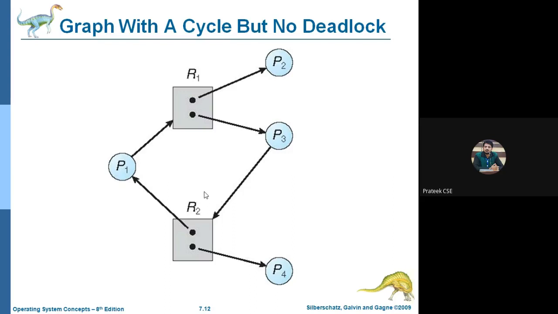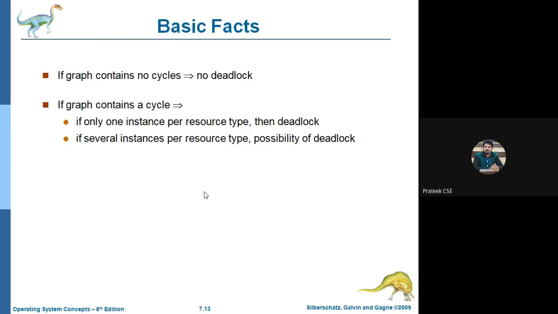तो इस केस में साइकिल बनने के बाद भी डेडलॉक नहीं है, that will depend upon the overall picture of the resource allocation graph. But अगर यहाँ पर दोनों resources के एक ही instances होते, then definitely यहाँ पे आपका deadlock होता. So this is what the overall story says.